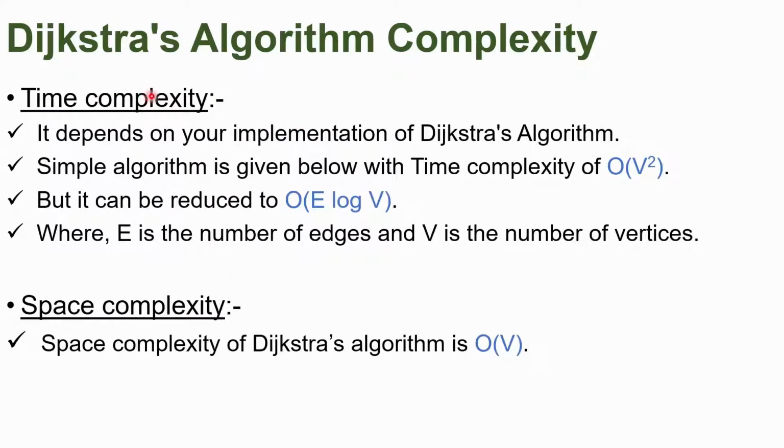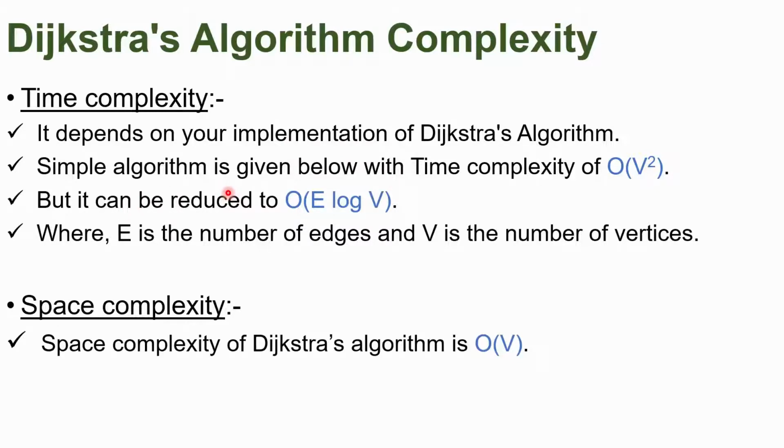So Dijkstra's algorithm complexity. For any algorithm we always discuss time complexity and space complexity. Time complexity of Dijkstra's algorithm depends on the implementation. Here I use the simple algorithm with time complexity big O v square, where v is the number of vertices. But it can be reduced in an efficient manner, and the reduced time complexity will be big O e log v, which is very less. Here e is the number of edges and v is the number of vertices.